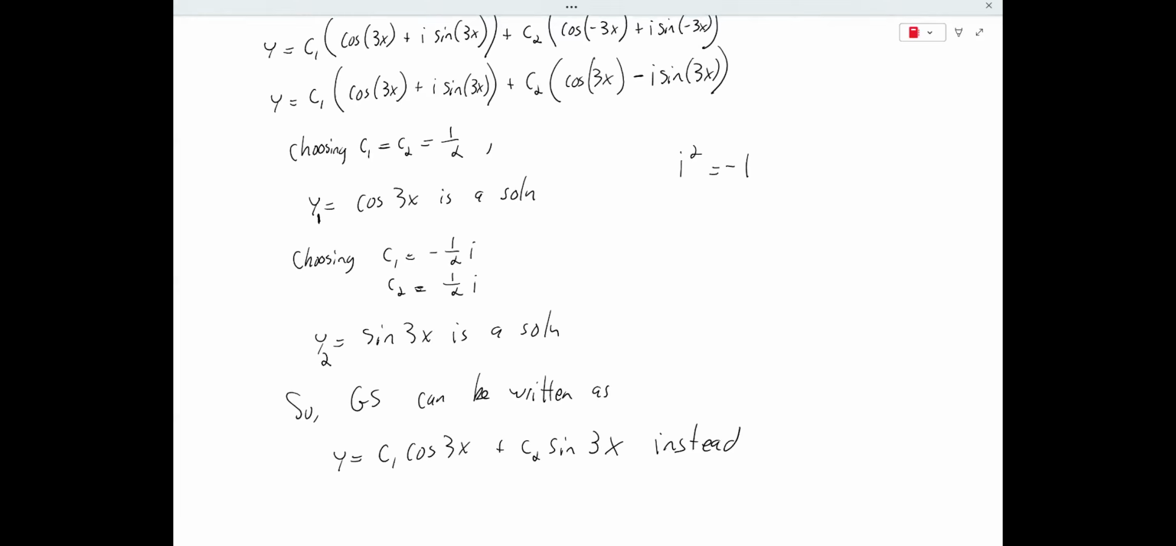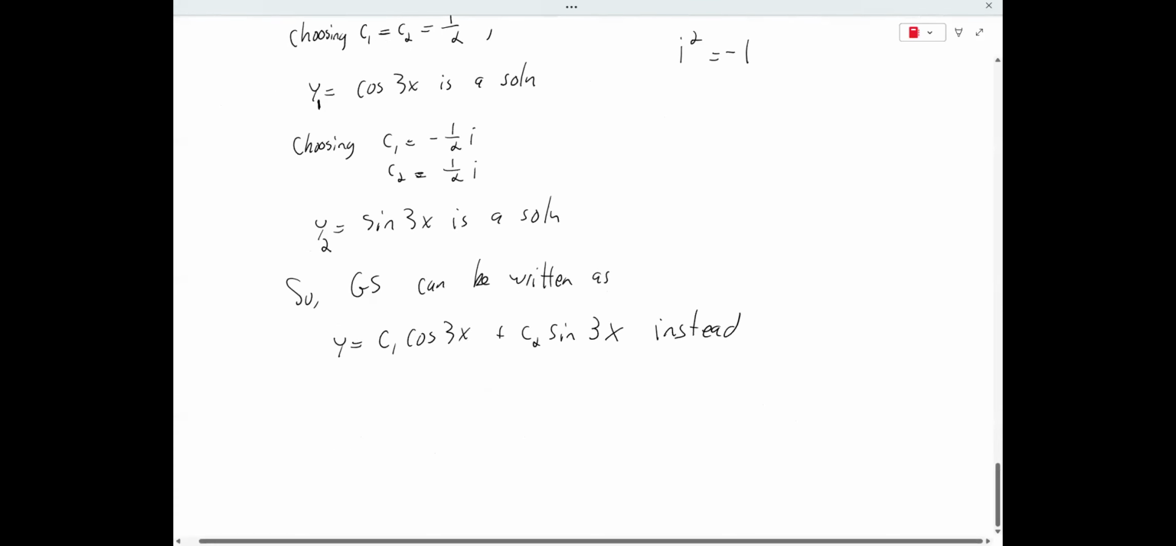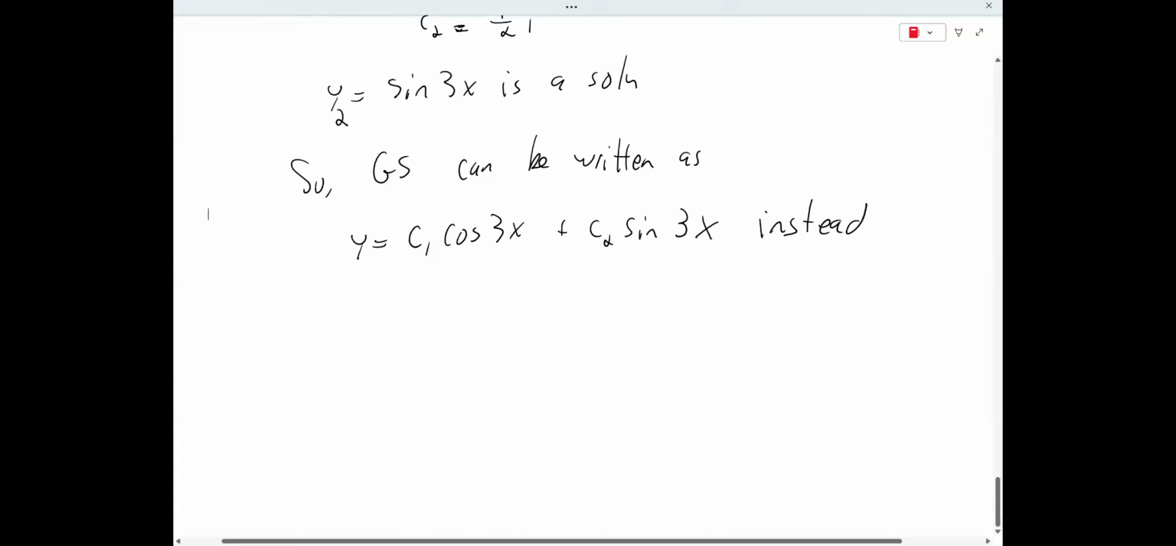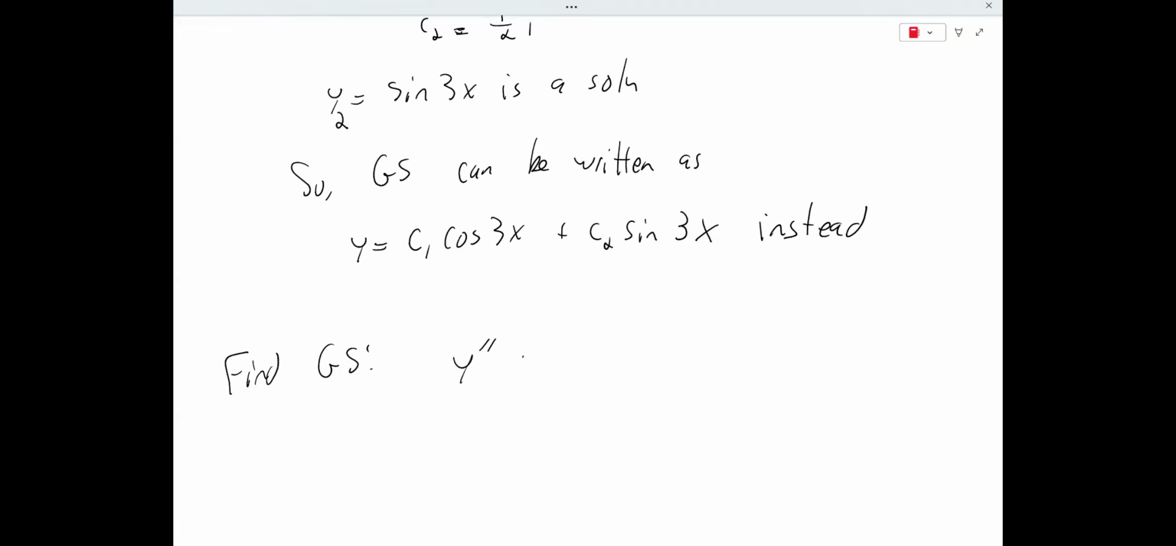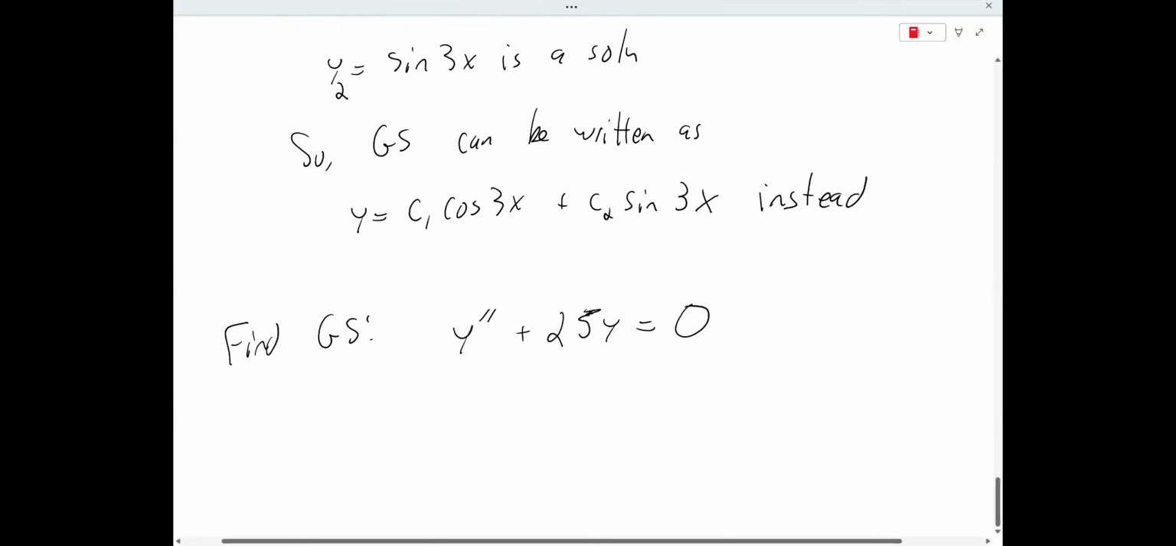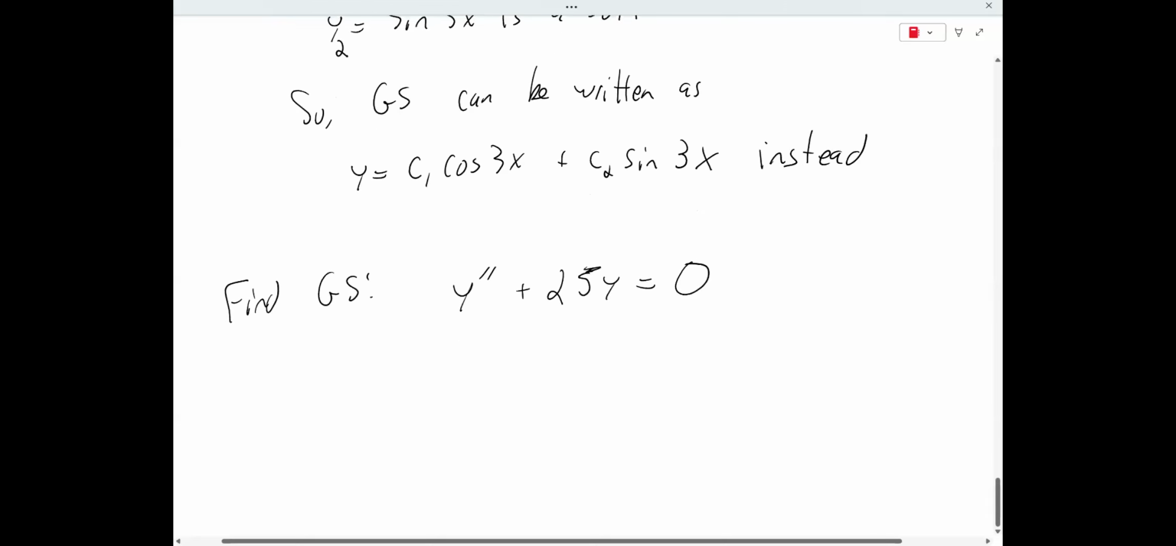Any questions on that? This is the important part in the box right here. So for example, let's say we'll solve this now. Find a general solution. Let's say we have y double prime plus 25y equals 0. We'll find a general solution to this one.